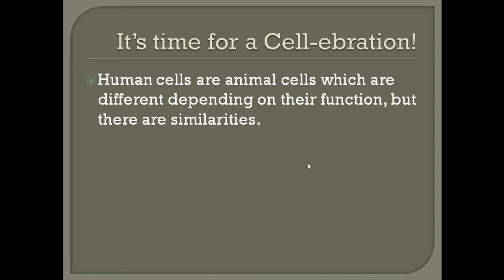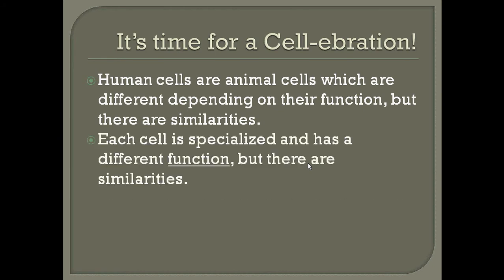Anyway, human cells are animal cells, which are different depending on their function. But there are a lot of similarities, so think about it. Think of a liver cell, a heart cell, a neuron, which is, we're talking about brain cells, nerve cells. You can think of bone cells. All these cells are different, and we're going to look at how they're different in their structure, which makes them different in their function. But they have a lot of similarities in the organelles that they have.